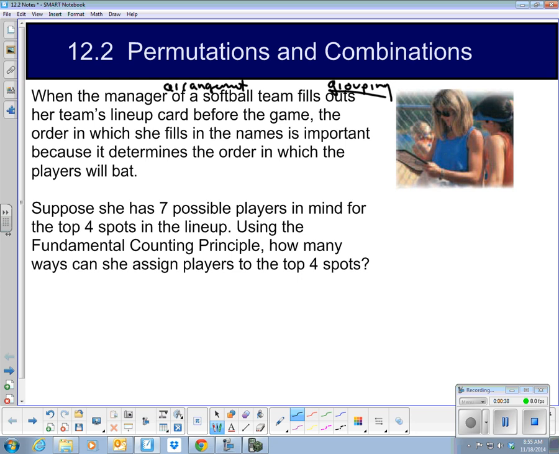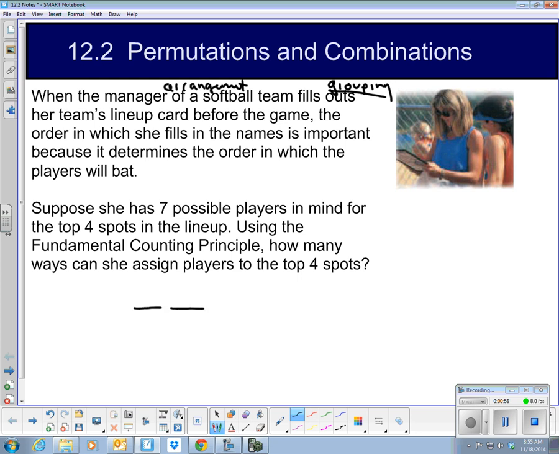When the manager of a softball team fills out the team's lineup card before the game, the order in which he fills the names is important because it determines the order in which the players will bat. Suppose she has 7 possible players in mind for the top 4 spots of the lineup. Using the fundamental counting principle, how many ways can she assign players to the top 4 spots?